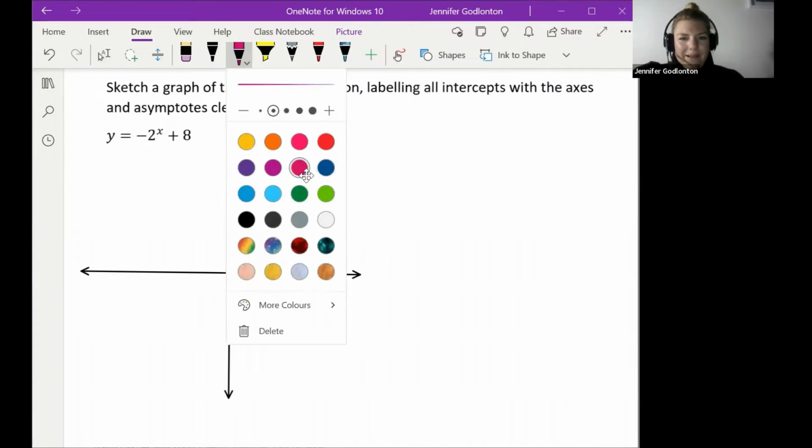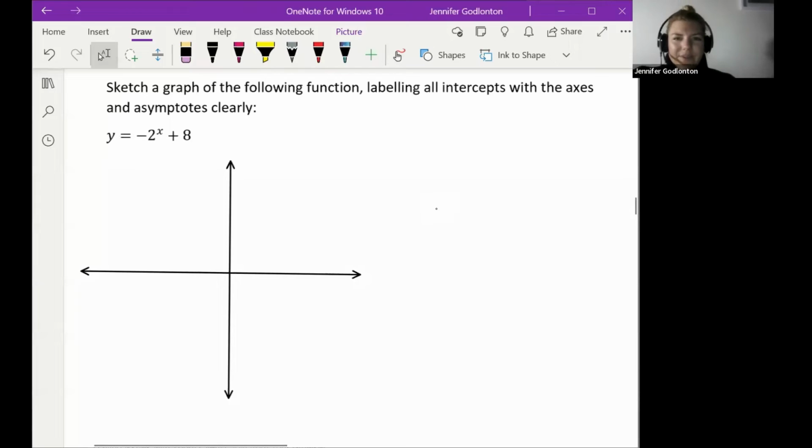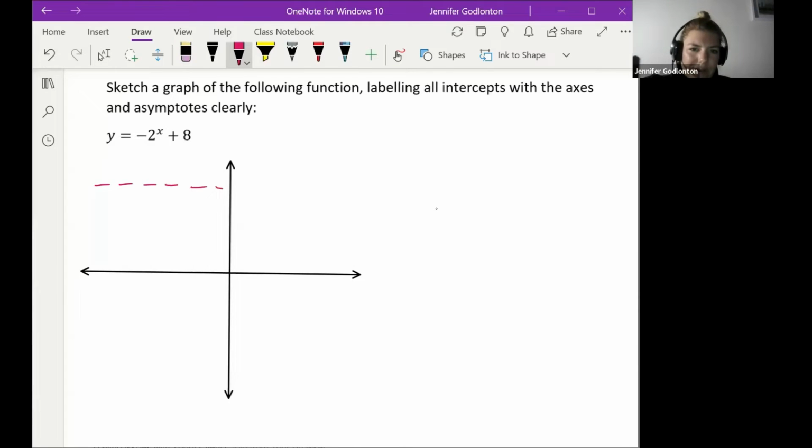Okay, let's go through our graph. First things first, we need to draw in our asymptote. So our asymptote is over here. Okay, so that's when y is equal to 8. Don't forget to label it. As soon as you draw it, you need to label it. Then we have a look here. Our a value is negative, which means that our graph is going to be below our asymptote. So we're definitely going to have something that's happening down here.